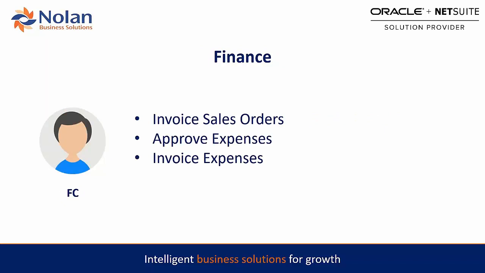And finally, we're going to have a look at the financial controller. Again, this is a fairly consolidated role. It can be split up further, but we've got it in here. Their job is to pick up invoice sales orders, approve expenses and invoice expenses. They'll also be able to generate charges based on projects. For example, when expenses and time are raised, they'll go ahead and generate the automated invoices, which allow you to bill accurately for the time and expenses used on a particular project.